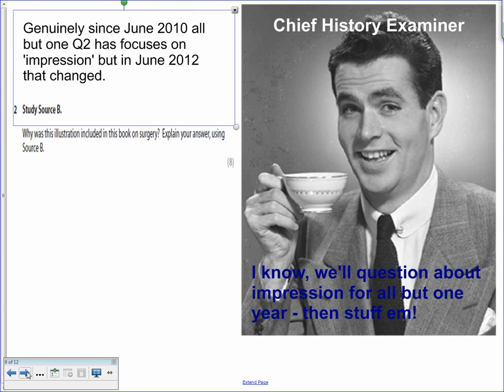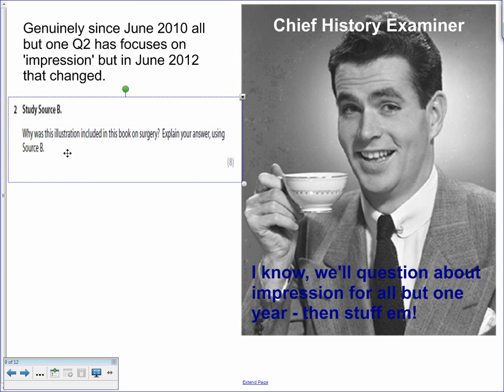Now, I will be making it very, very clear. Since June 2010 to June 2013, all but one of the question 2s have focused on impression. But, like this chief examiner for Edexcel, one year, June 2012, this question came up. Why was the illustration included in this book on surgery? Explain your answer using source B.